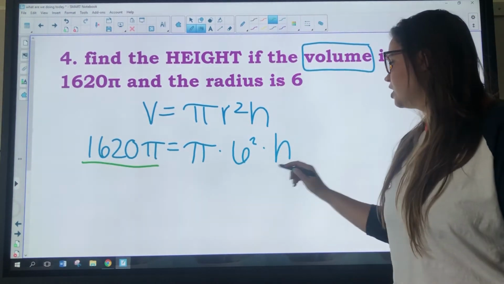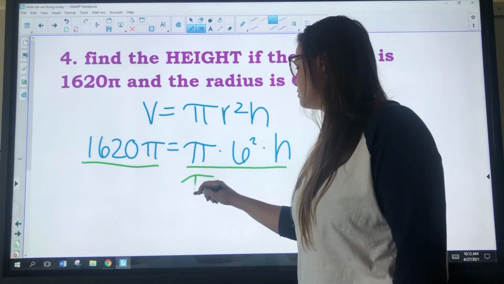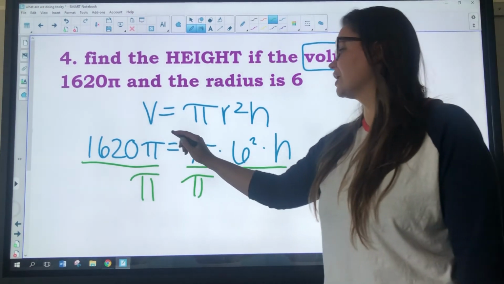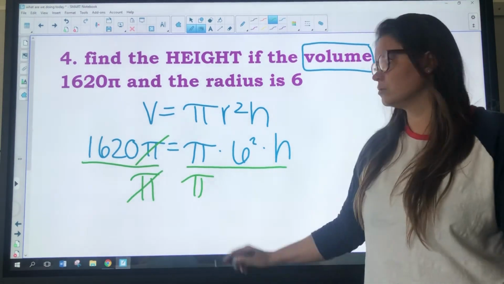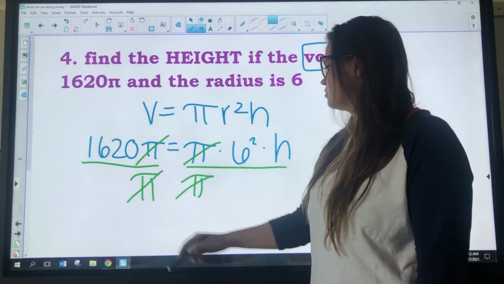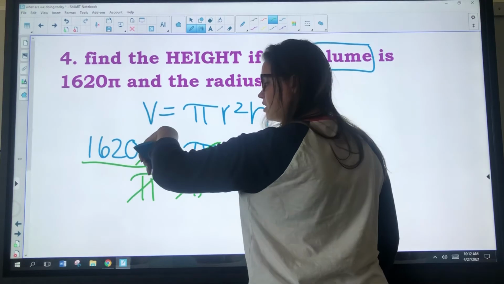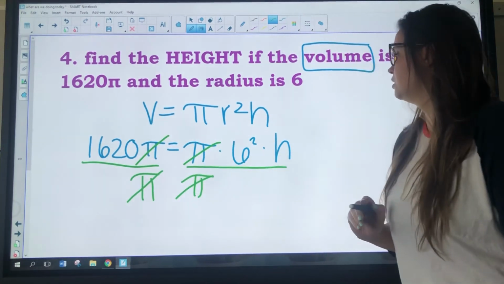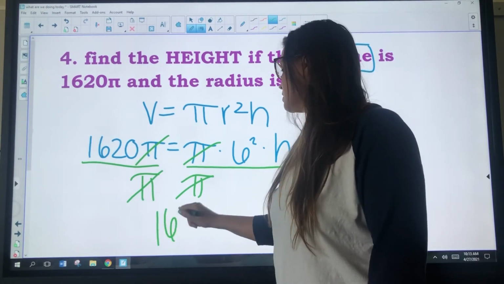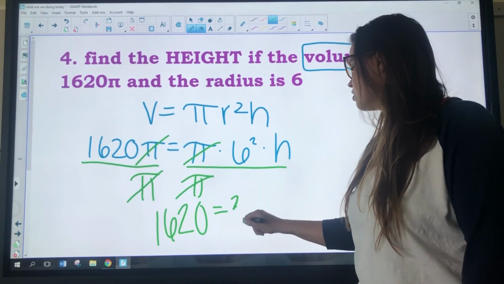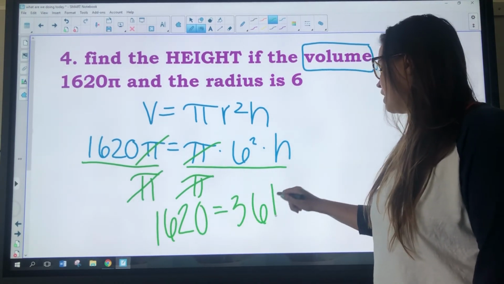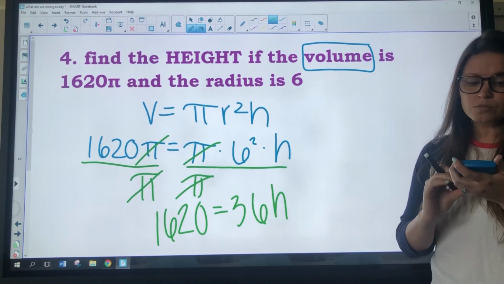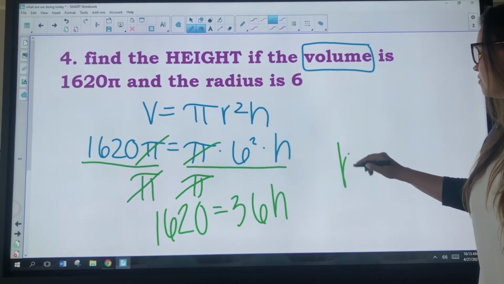So you still divide both sides by pi, but instead of hitting 1620 divided by pi, these are just going to cancel, right? Because this was not a rounded answer, this was the exact answer. So it had pi in it, so it just cancels there and it cancels there. And you just have 1620 equals 36h. Divide by 36, might be a decimal, I don't know. Oh, it's a nice pretty 45.